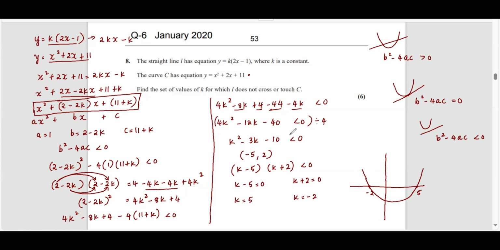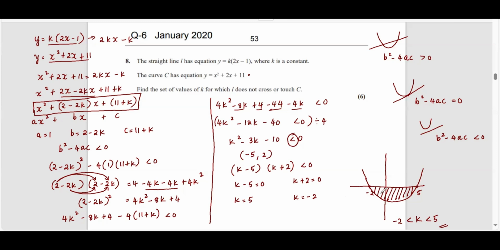Now check the inequality here. The inequality is less than. If the inequality is less than, that means the region which we have to consider is below the x-axis. So what are the values that we have below the x-axis, from minus 2 to 5? So your k value will be greater than minus 2 and less than 5. This is your possible values of k: k should be greater than minus 2 and k should be less than 5.